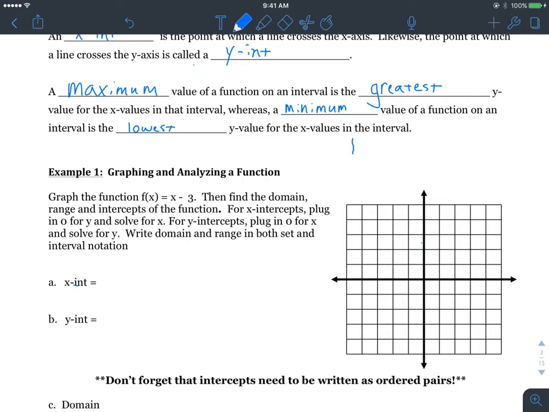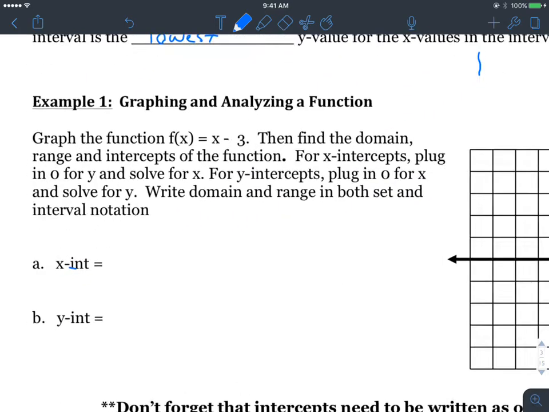Alright, so the first example here, graphing and analyzing a function. Graph the function f(x) equals x minus 3. Then find the domain and range and the x and y-intercepts of the function. For the x-intercepts, plug in 0 for y and solve. For the y-intercepts, plug in 0 for x and solve. And then write down the domain and range in both set and interval notation.